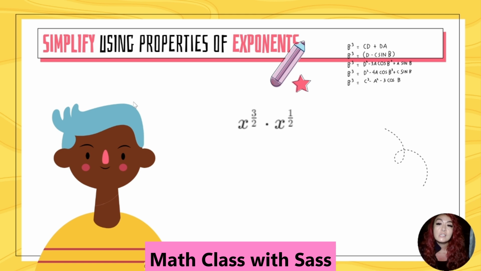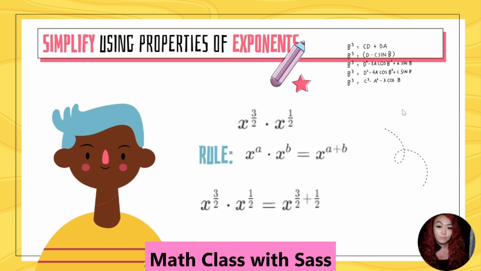So let's practice simplifying using the properties of exponents. Here we have x to the 3/2 times x to the 1/2. This is the product rule of exponents, right? We're going to use this rule here. X to the a times x to the b equals x to the a plus b. So we have to add the exponents, right? So this becomes x to the 3/2 plus 1/2, which is just x squared.